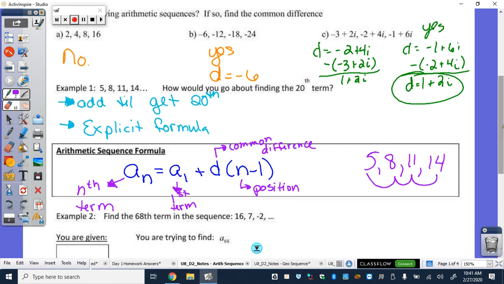So up here in this example, if I wanted to get to the 20th term, I'd have to make 19 jumps from my first term to get me there. So my formula that I could use here for my 20th term would be my first plus the common difference times 19, because I would add it 19 times to get me there. And that's where this formula came about from.